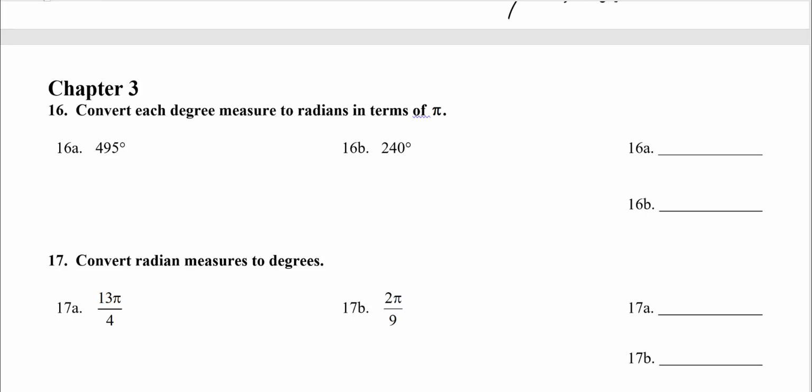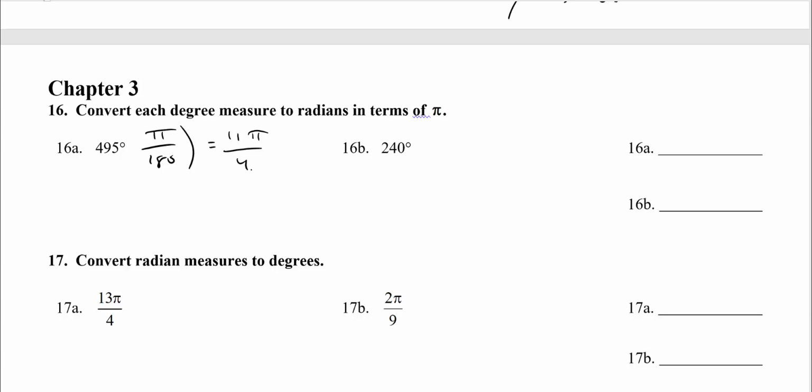Okay, now we get into radians. And just remember, it's pi over 180 or 180 over pi when you're converting. So, 495 times pi, of course, over 180. All right, and that just gives you 11 pi over 4.